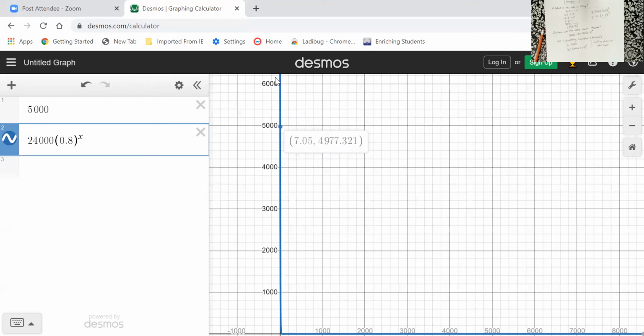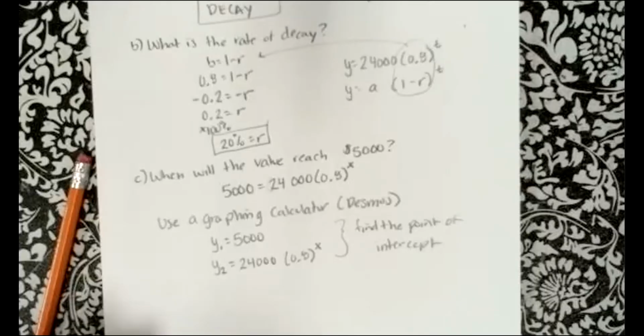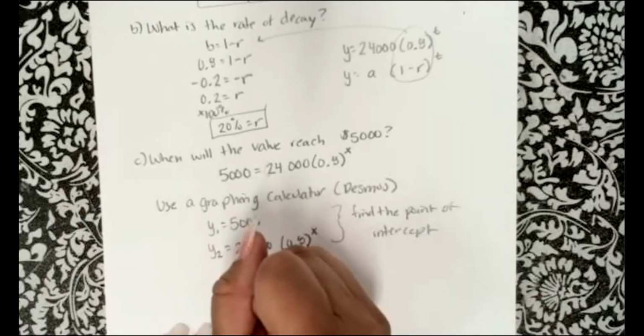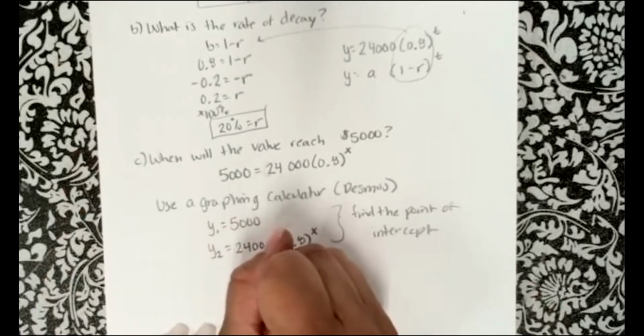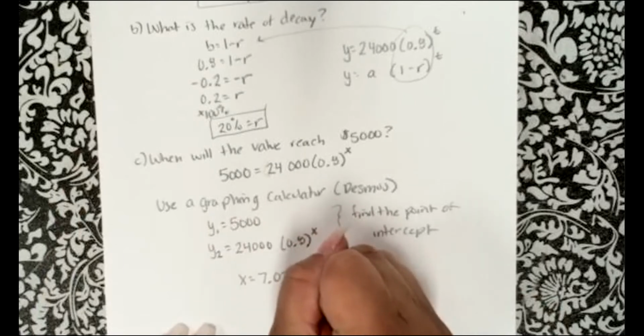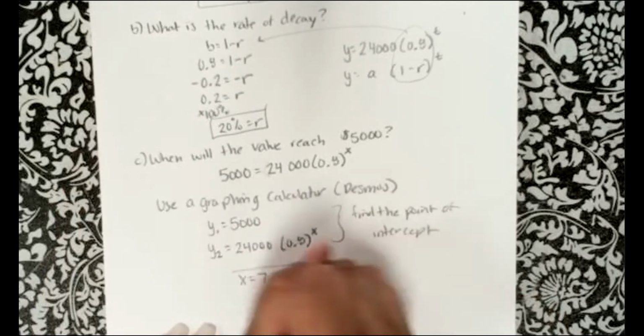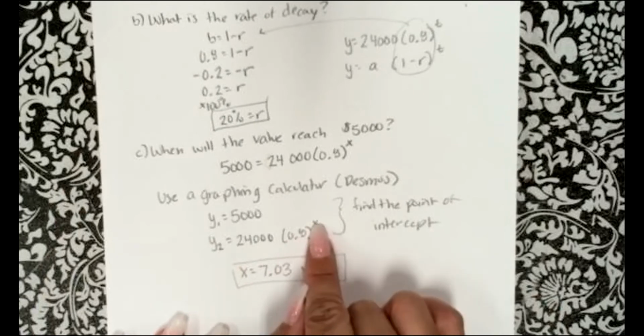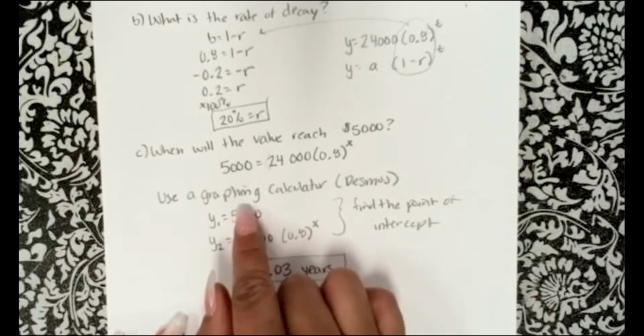So it's about right there. It's about 7.0. There it is. 7.03. That's when the y value equals 5,000. So right here, I'm going to say that the time, or the x value, is going to be 7.03 years. And if you want, go ahead and check your answer. Type in 24,000 times 0.8 raised to 7.03, and you're going to get really close to 5,000.